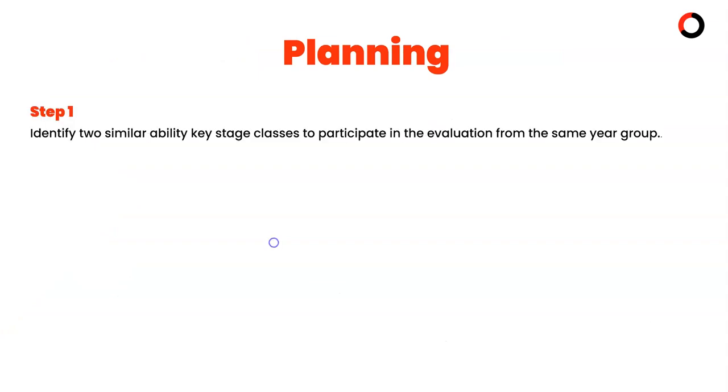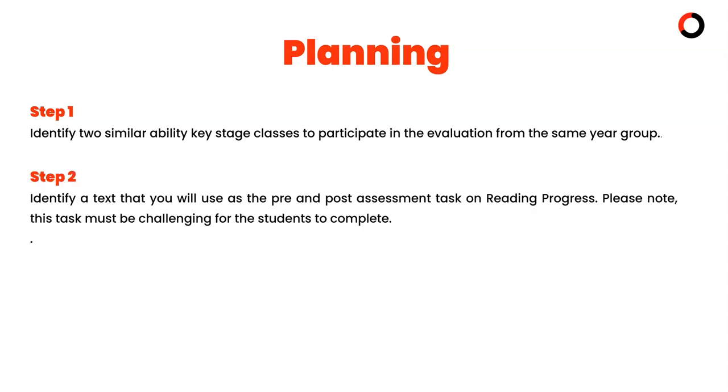So planning. The first task is to identify 2 similar ability Key Stage 3 classes to participate in the evaluation from the same year group. Step 2. Identify a text that we will use as the pre- and post-assessment task on Reading Progress. Please note this task must be challenging enough for the students to complete, because the last thing you want is to set a task that's too easy where all the students complete without any errors.